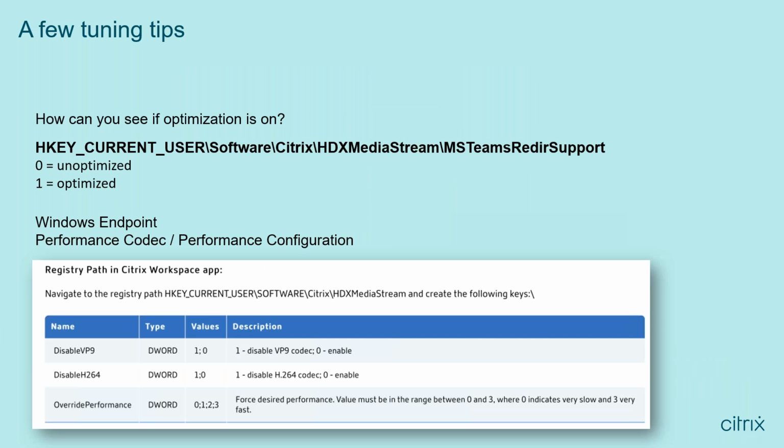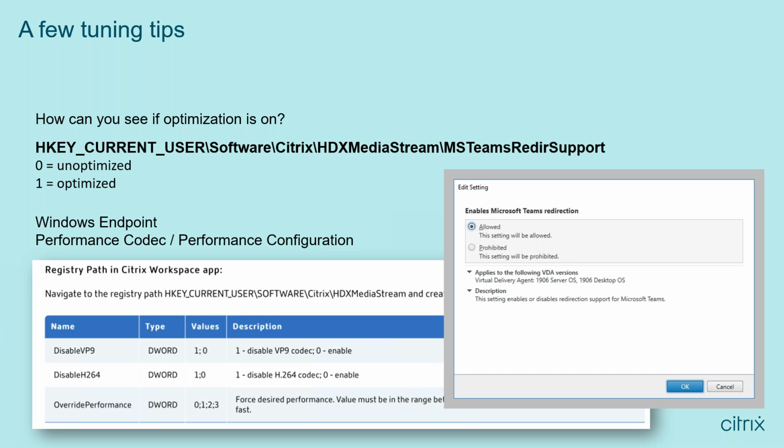There are a few tuning tips. First of all, there's a registry key where you can see if the Teams redirection is optimized or unoptimized, so if it's enabled. And on the Windows endpoint, you have a few performance codec settings you can experiment with if you're struggling, because the endpoint is not properly set up to handle newer stuff, or mixes it up when handling H.264 or VP9. So you can play around with it. I mainly suggest it for old endpoints which lack performance, to give the user a smooth experience with less quality, compared to good quality with a bad experience.